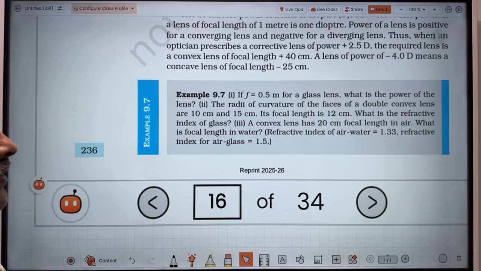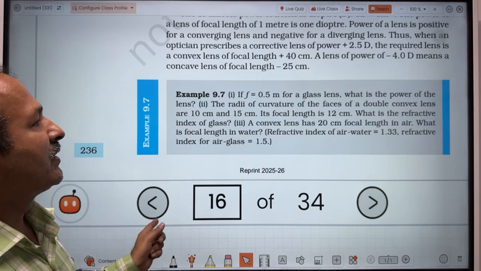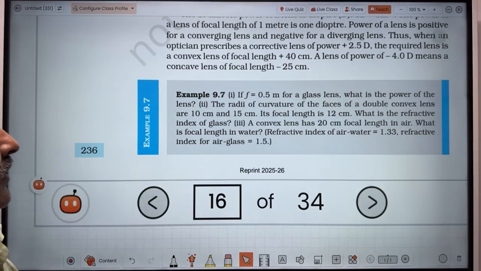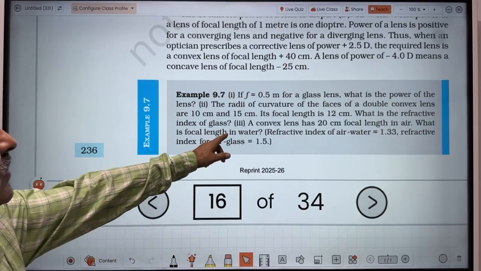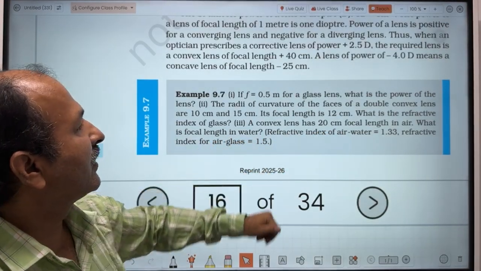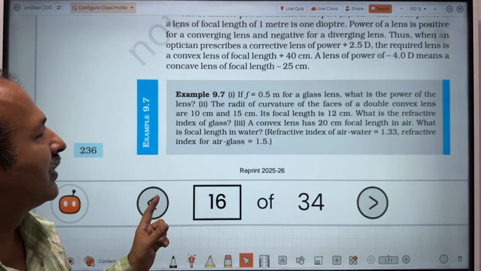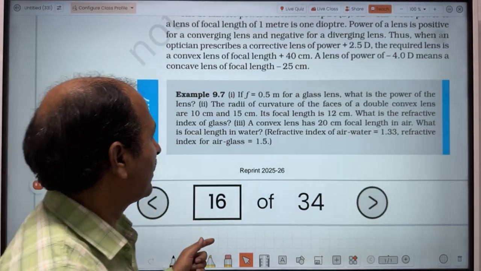What is the refractive index? The formula that we have derived, 1 upon f equal to mu minus 1, 1 upon r1 minus 1 upon r2. From there we can get the value. And the next question is, a convex lens has 20 centimeter focal length in air. What is the focal length in water? So here, in this case, what do we do? We write the ratio n2 upon n1 as you have seen.